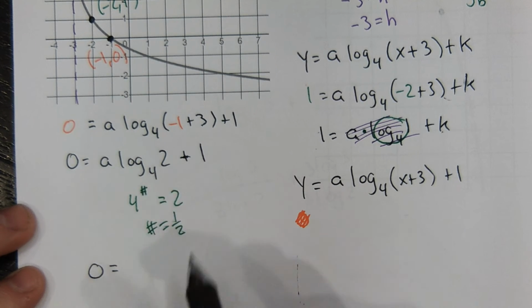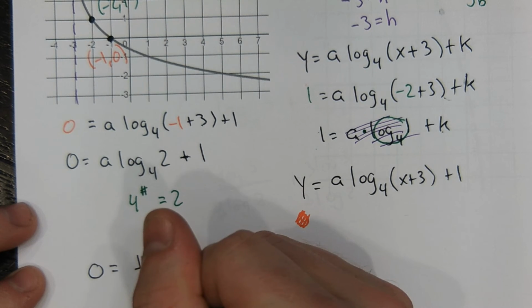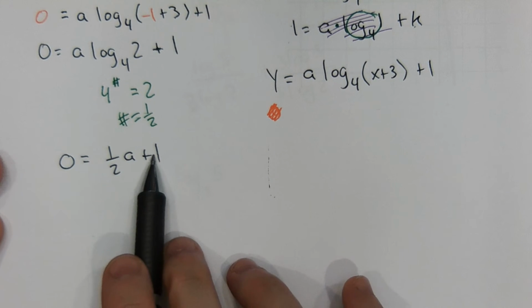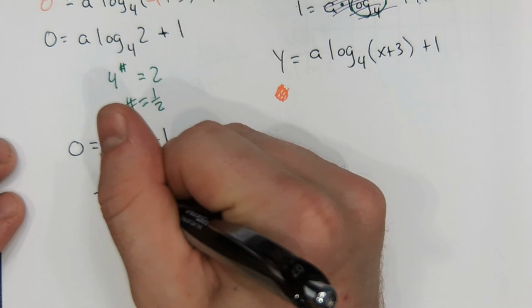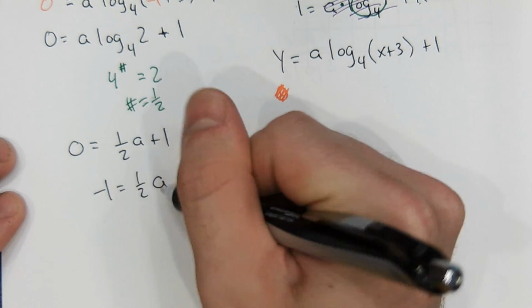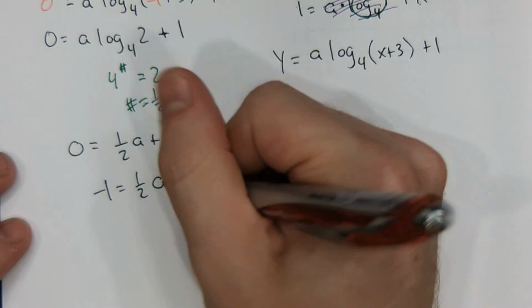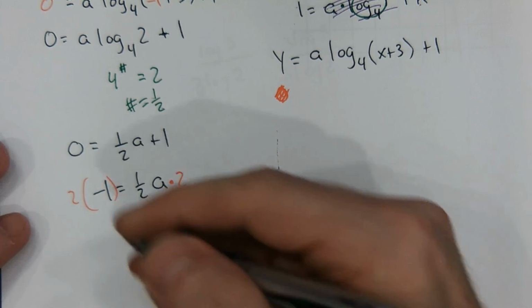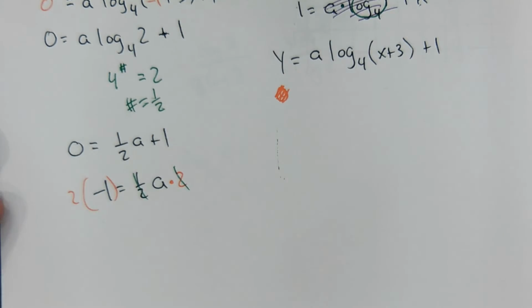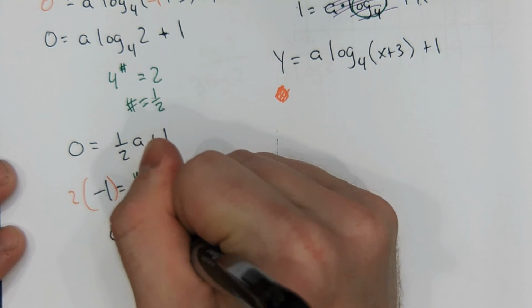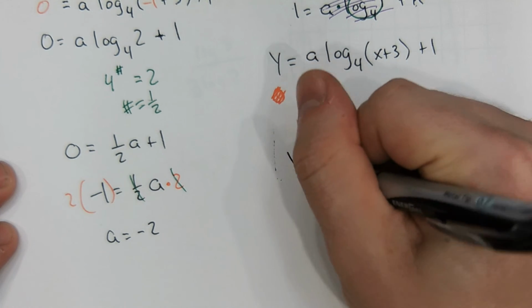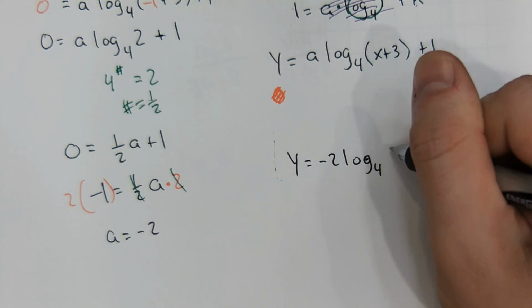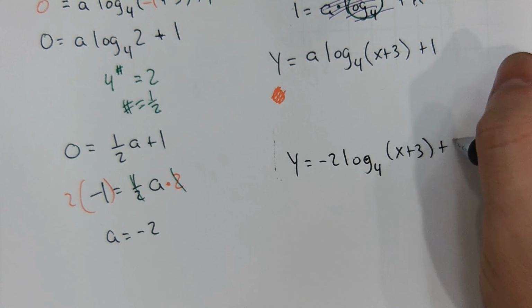So I have 0 equaling 1/2 of a plus 1. Subtract 1 to the side, and then simply get rid of our fraction by doubling both sides, because 2 times 1/2 is 1. And what we get is that a equals negative 2. Final answer: y equals negative 2 log base 4 of x plus 3, plus 1.